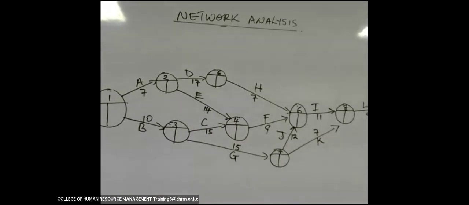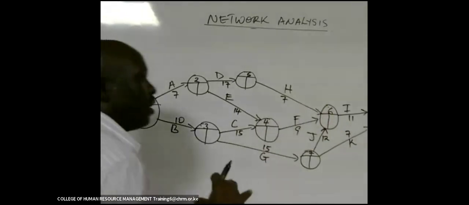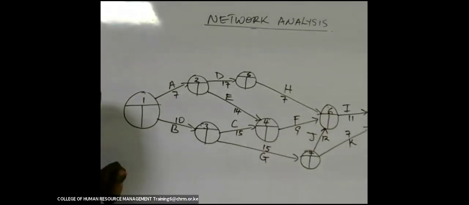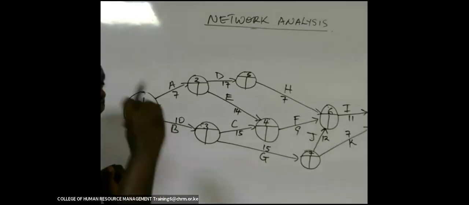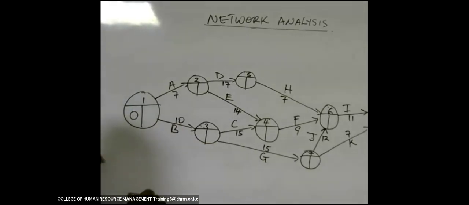Then I told you in a project, we'll start from time 0. And when we are moving forward, we are determining the earliest start time, the earliest start time the project or an activity will start. And any project will start from time 0. The first circle, on that part that is to the left, you put 0. That is the starting point.